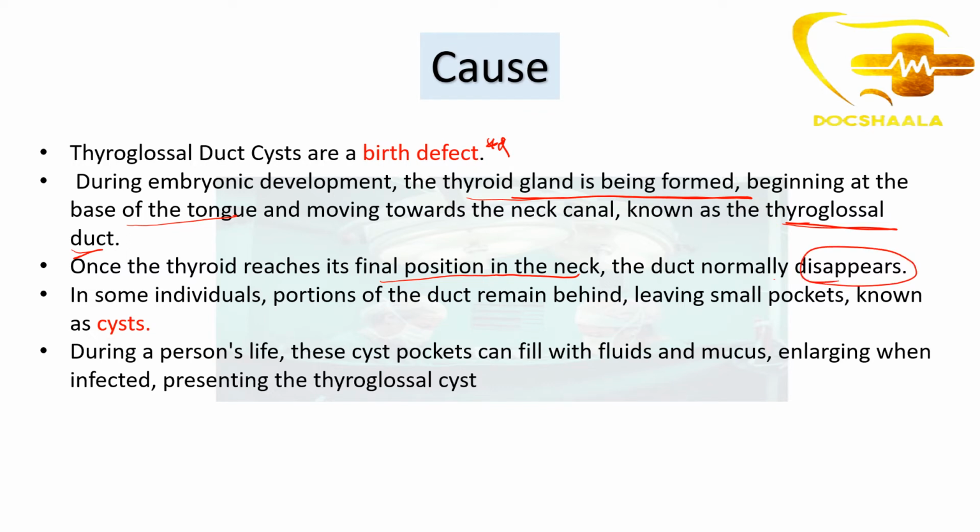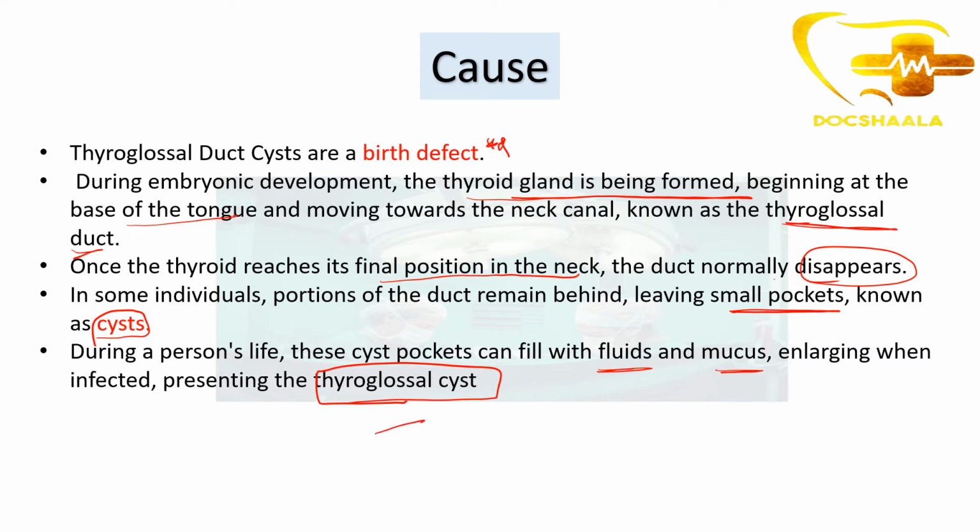In some individuals, this thyroglossal duct remains behind. When it remains behind, it may leave small pockets which are known as cysts. During a person's life, these cyst pockets can be filled with fluids and mucus. When the cyst is filled with fluid and mucus and it is enlarged or infected, it presents as a thyroglossal duct cyst. So this is the cause behind the formation; it is a birth defect.